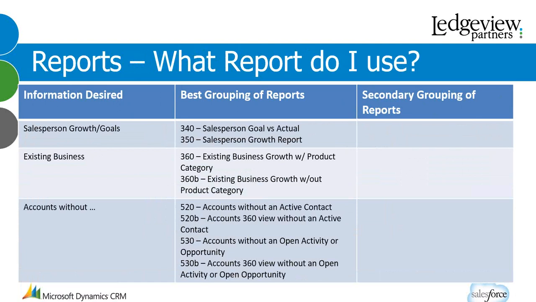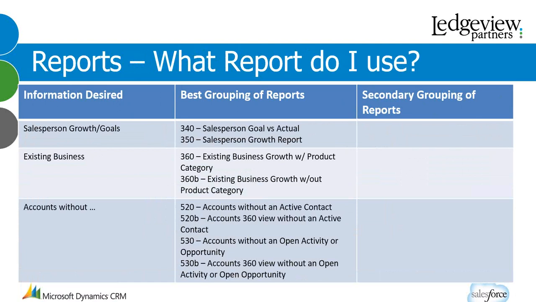Existing business. We like to focus on new share of wallet and new accounts, but we still have that existing business and we want to grow it. Report 360 is going to show that existing business growth with the product category, and 360B is showing the same information but without the product category.